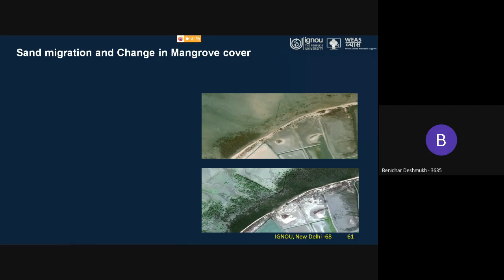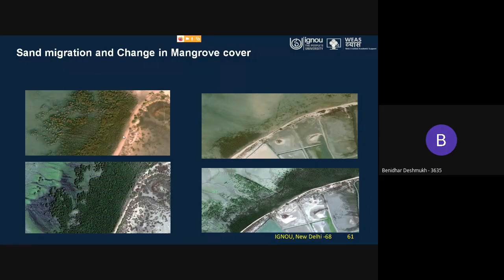Now we can also use this for understanding the migration of sand and how it changes the mangrove cover. Here you see that the white part is the beach, sandy part, and wherever there's green, they are the mangrove cover. So you see that in this image there was not much mangrove cover, but with time, when there was some protection to the mangrove, then the mangrove cover started increasing.